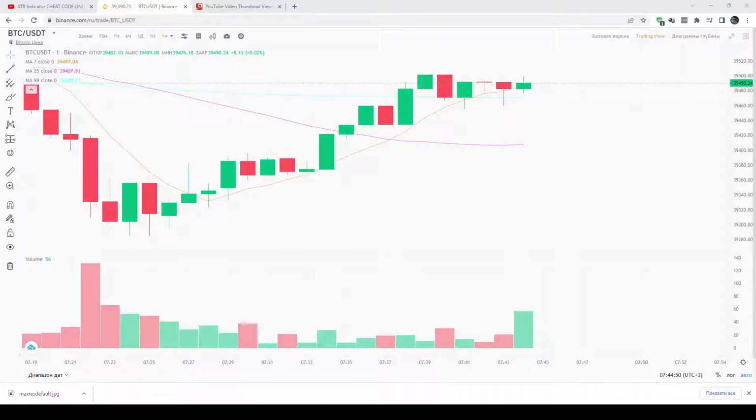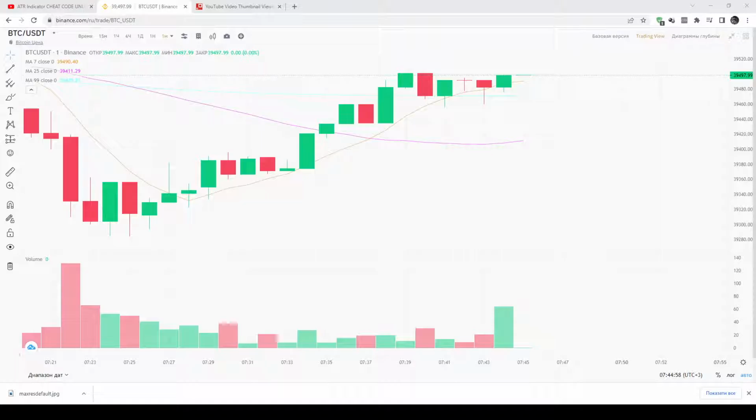The average true range is good when it comes to adapting to the ever-changing market environment, being a useful indicator in measuring volatility. The average true range measures the price range of the asset. The higher the volatility, the higher the ATR.